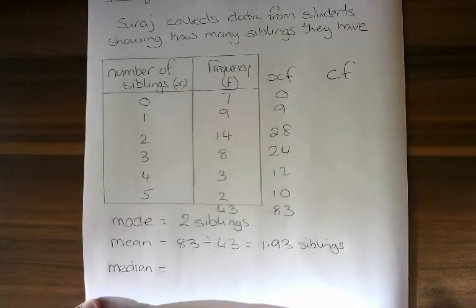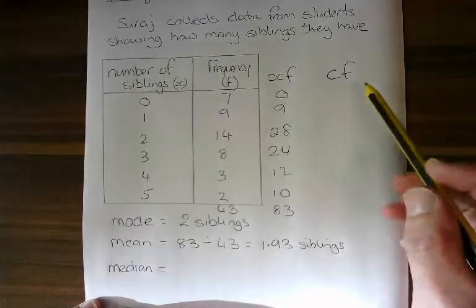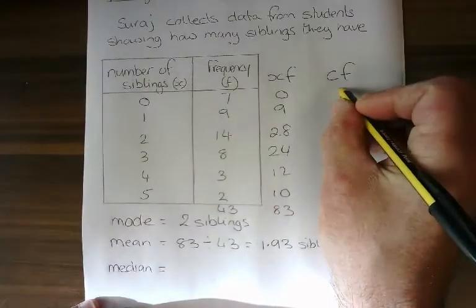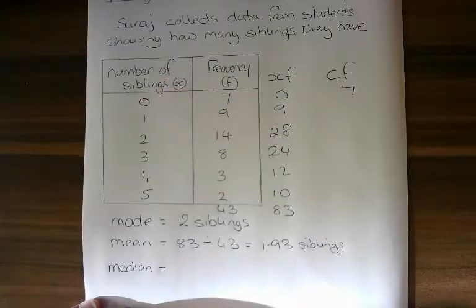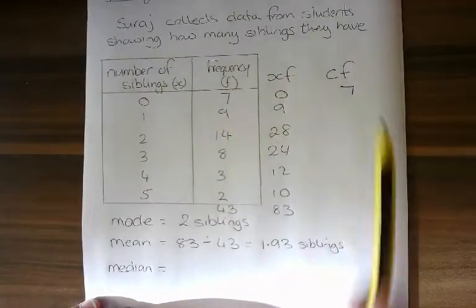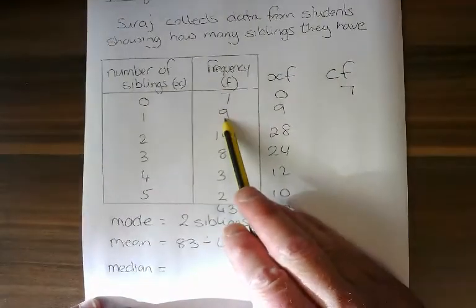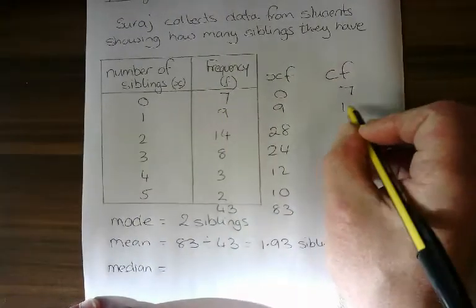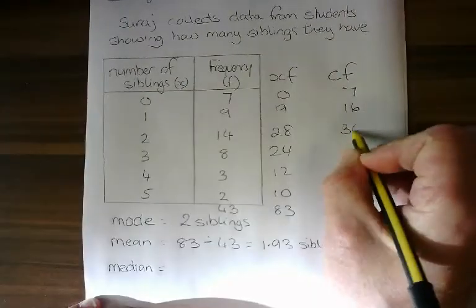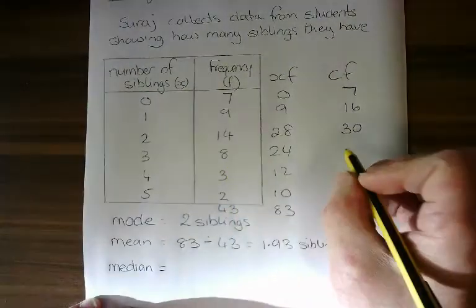So what we're going to calculate now is the cumulative frequency. So we're looking at the frequency. My first frequency is 7, so my first cumulative frequency would be 7. What we're going to do now is add this number to the next frequency. So I'm going to do 7 plus 9, which is 16. 16 plus 14 would be 30. 30 plus 8 is 38.